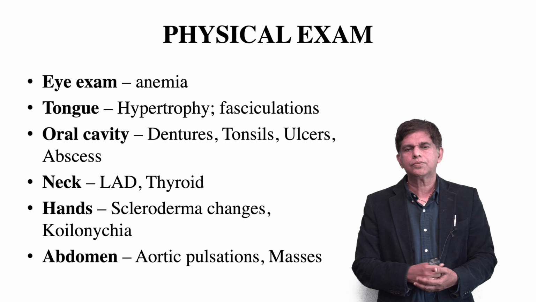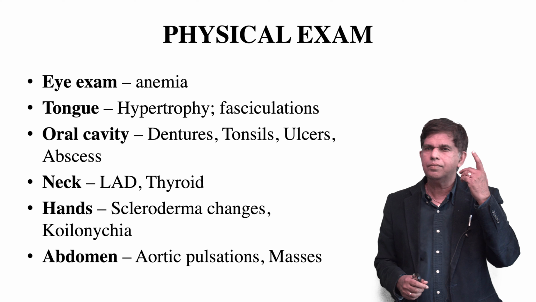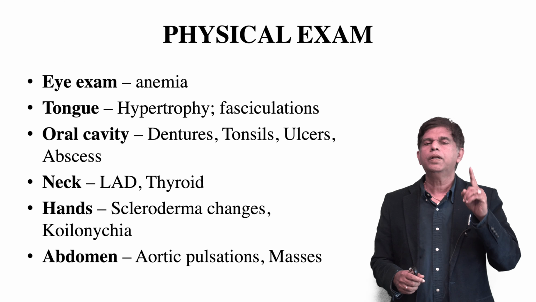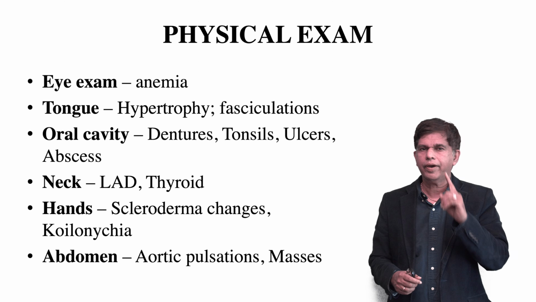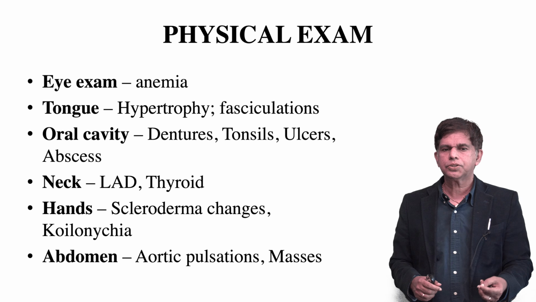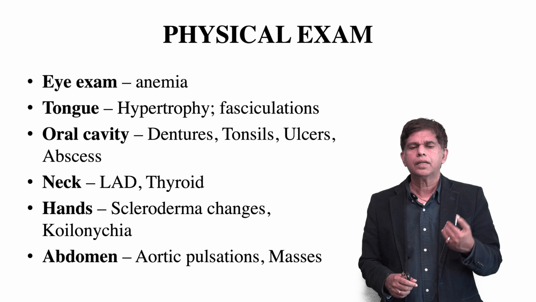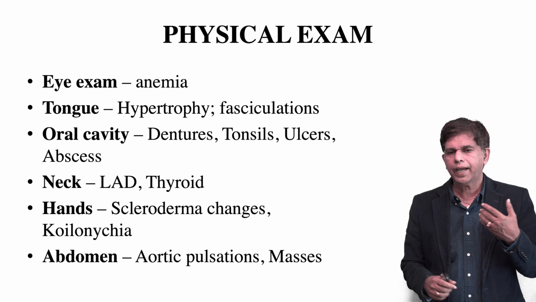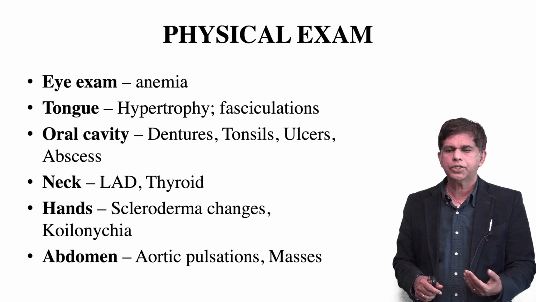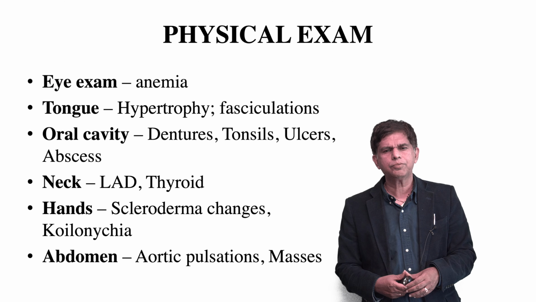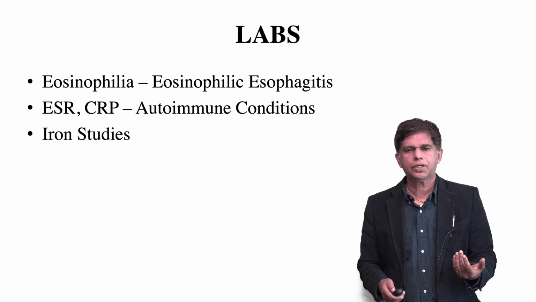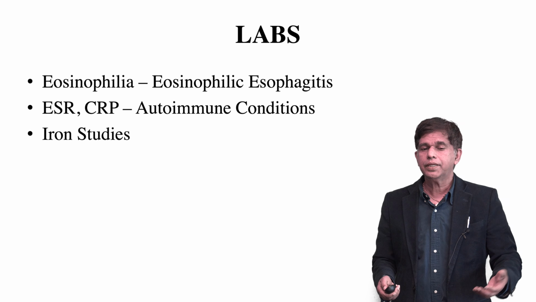Let's go to the physical examination. What we have to do: you look at the eye exam, you look for anemia, because iron deficiency anemia and Plummer-Vinson syndrome are a very important topic. Tongue hypertrophy, fat deposition in the elderly, fasciculations, the oral cavity, look at dentures, tonsil ulcers. Neck, you can look at lymphadenopathy and thyroid disorders. And hands, you look at scleroderma changes and koilonychia, the iron deficiency. Abdomen: aortic pulsation and masses can also cause it. In the labs, mainly you also have to look at eosinophilia for eosinophilic esophagitis, and let's check ESR, CRP, autoimmune conditions, and if there's anemia, do iron studies.